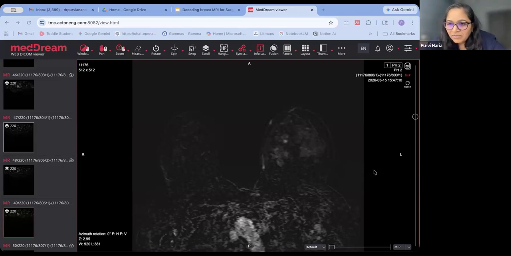Will ptosis affect the clock position? I think that is the same as what we discussed.